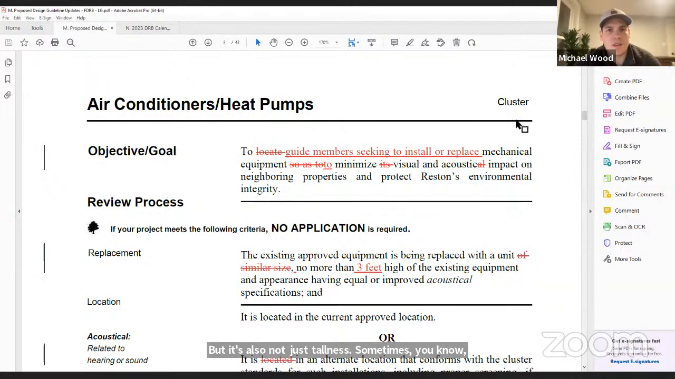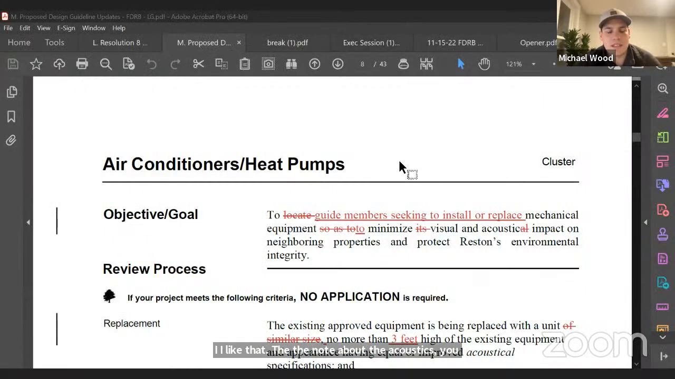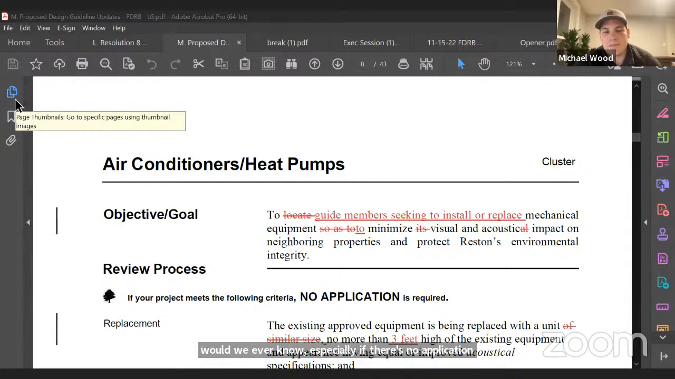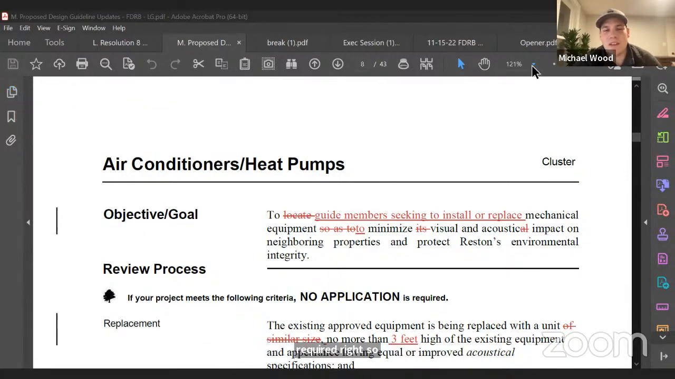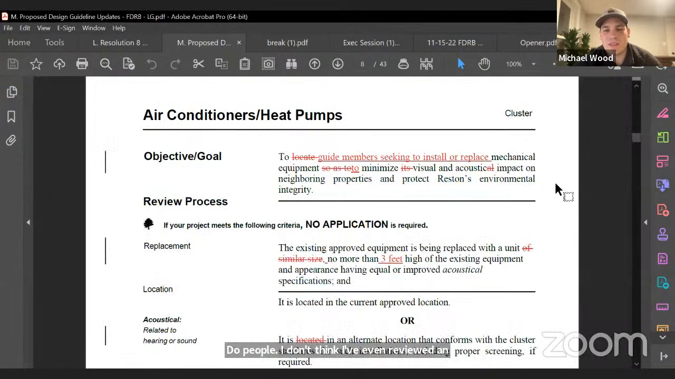I like the note about the acoustics, improved acoustical specifications. I think that's a tricky thing to enforce. I don't know how we tell them to prove that, because as soon as they remove the old one, how in the world would we ever know? Especially if there's no application required, right? I don't think I've even reviewed an application for an HVAC unit before. Do people actually submit them?